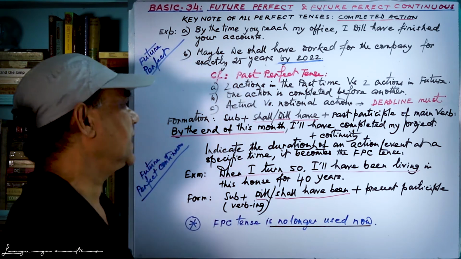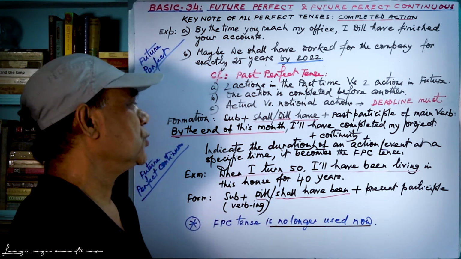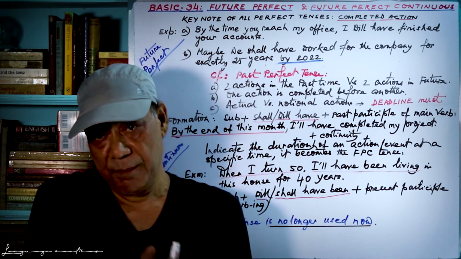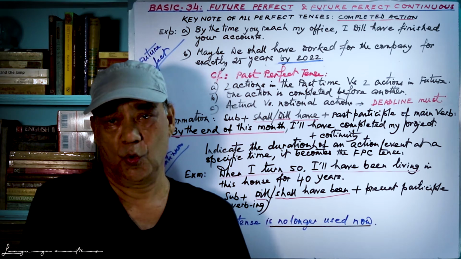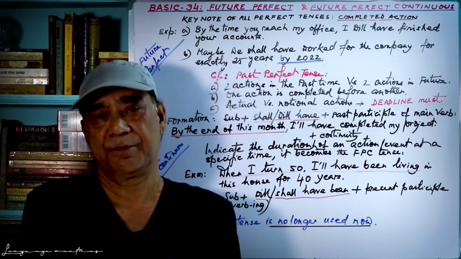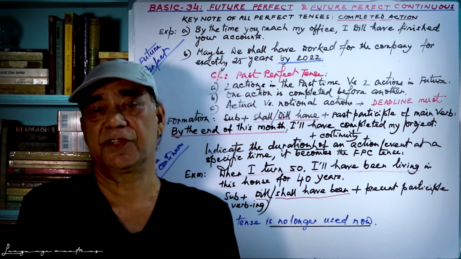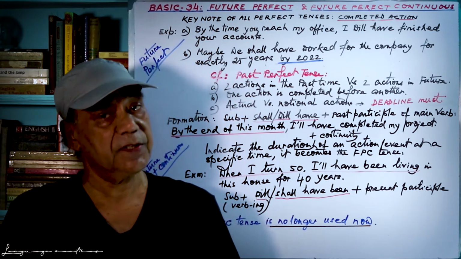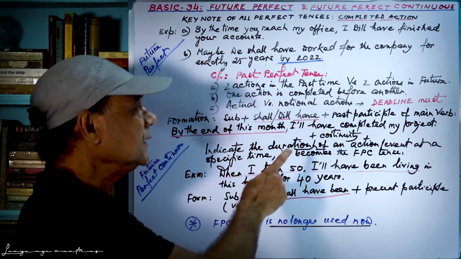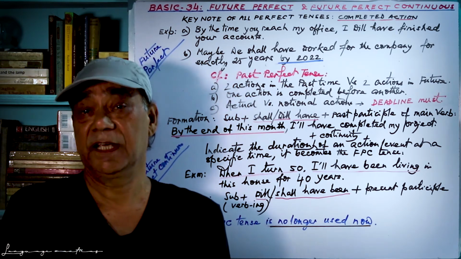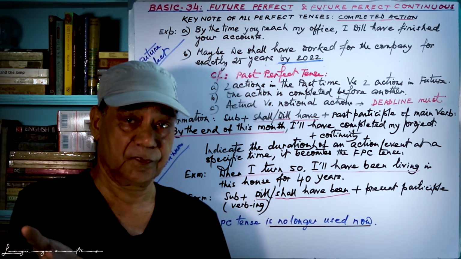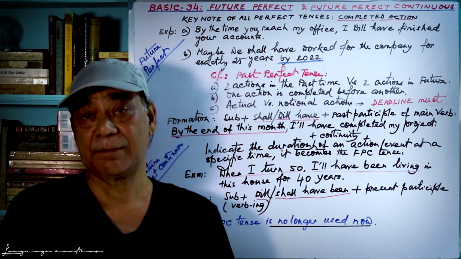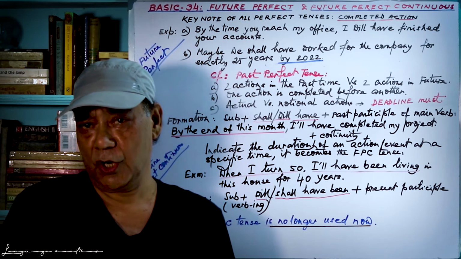And number 3, that is important, actual versus notional action. In past perfect tense, what has happened, it is actual. We have gone through that time and we have experienced that particular issue, the coming of the doctor and the death of a person. But here, everything is notional. It will take place in future. Only when that future will come to the present time, only then that particular action will take place, not now.